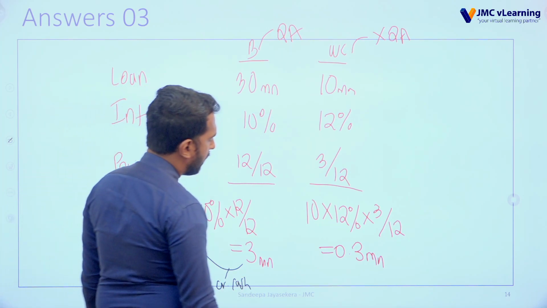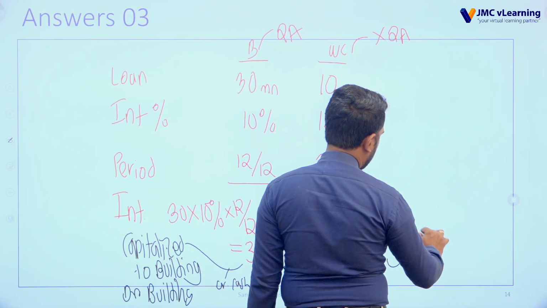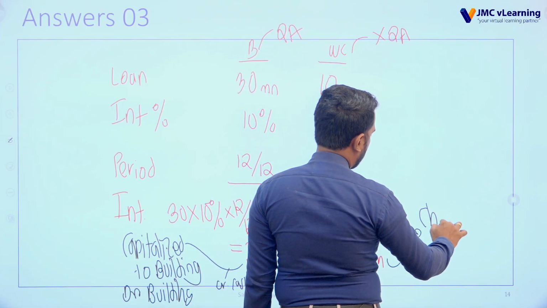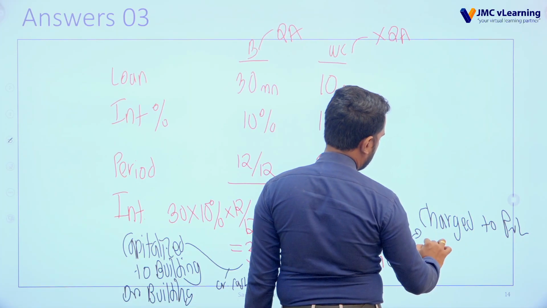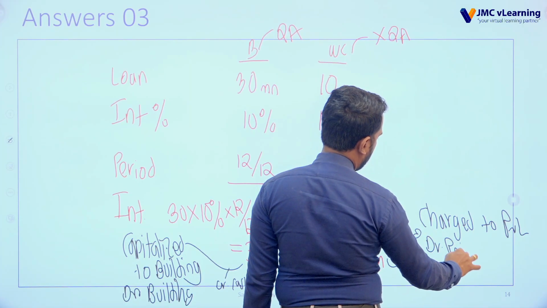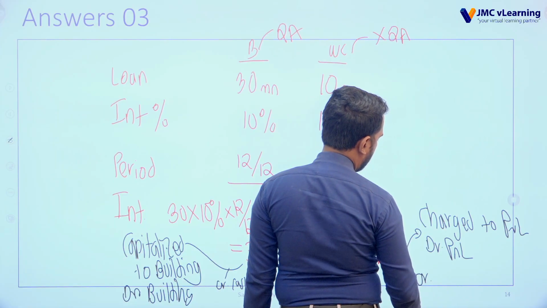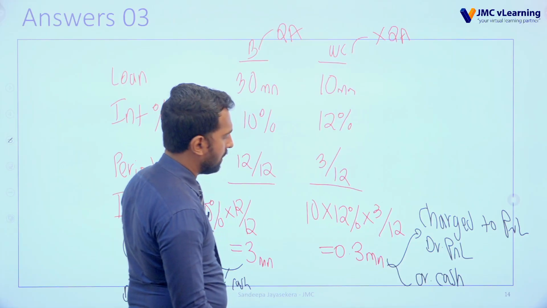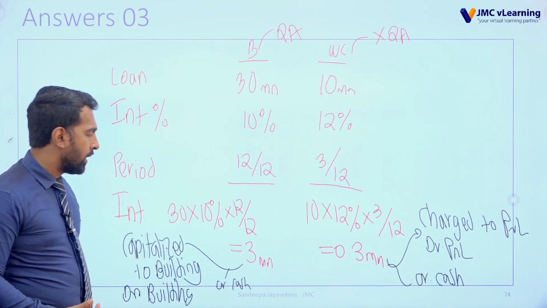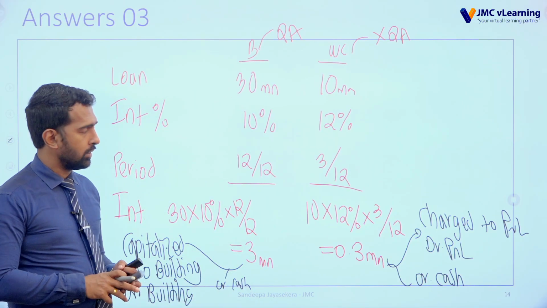Now this 0.3 million is not a qualifying asset. So this will be charged to profit or loss. That means debited to P&L and credited to cash or interest payable. Right, that's the difference. So for a qualifying asset, you are going to capitalize that to the asset.